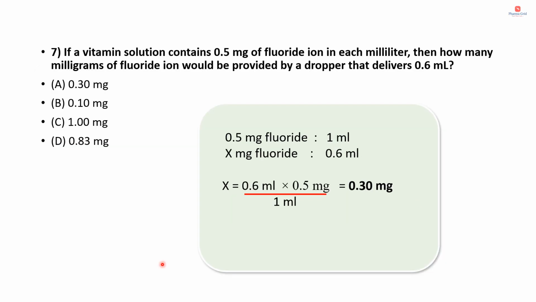If a vitamin solution contains 0.5 milligram of fluoride ion in each milliliter, then how many milligrams of fluoride ion would be provided by a dropper that delivers 0.6 ml? So here you can see the options. So in the question they have mentioned that 0.5 milligram fluoride is present in 1 ml. We need to find out the amount of fluoride present in 0.6 ml. So take it as x. Find out the value of x by cross multiplication. That is 0.6 ml into 0.5 milligram divided by 1. That is equal to 0.30 milligram. So here the correct answer is option A.